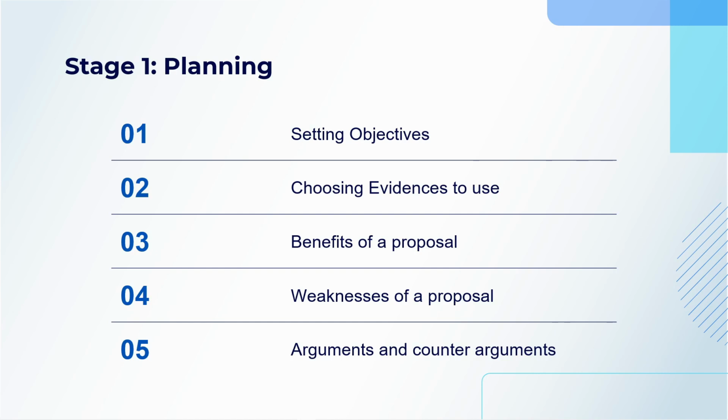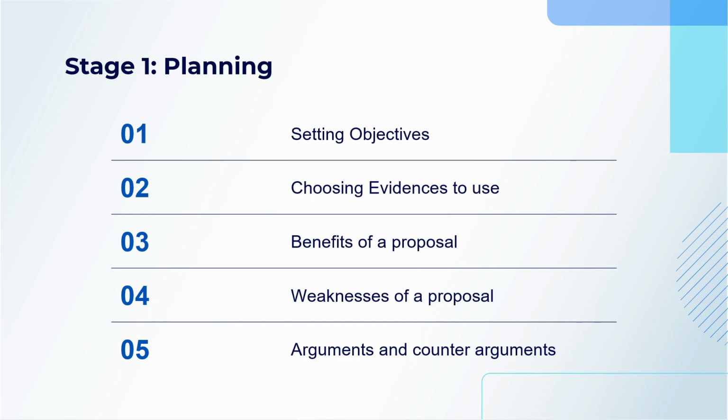The first stage is the planning stage. In no specific order, planning can include: 1. Setting objectives, which means defining clear goals and targets that the proposal aims to achieve. 2. Choosing evidence to use, basically selecting relevant and reliable data or information to support the proposal. 3. Benefits of a proposal, highlighting the positive outcomes or advantages the proposal brings to the stakeholders.